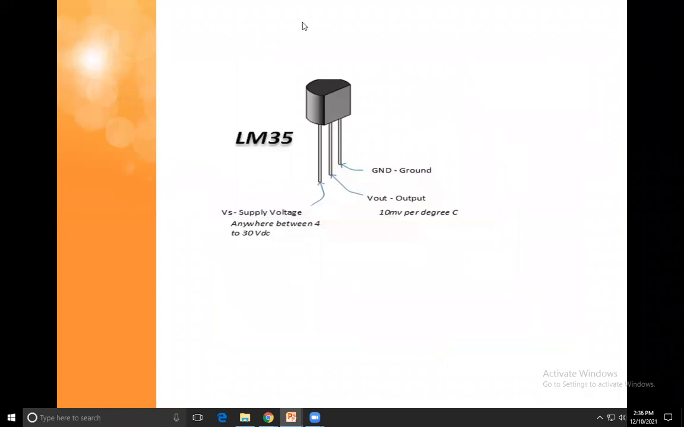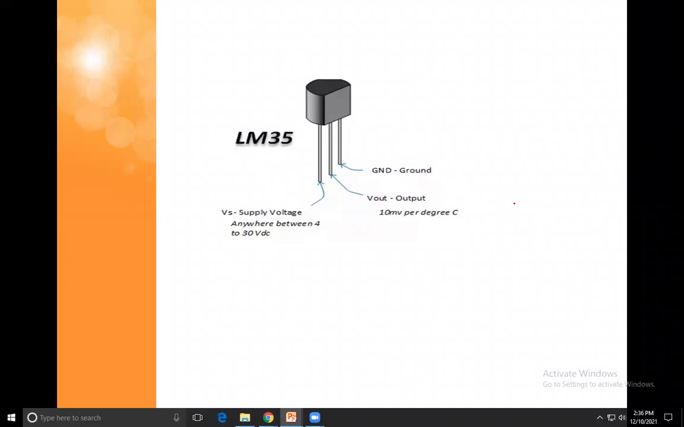Here the LM35 sensor is used to measure the temperature. This is one sensor. Sensor means you have to sense the things surrounding us, like temperature and moisture. So these are the different sensors we require.